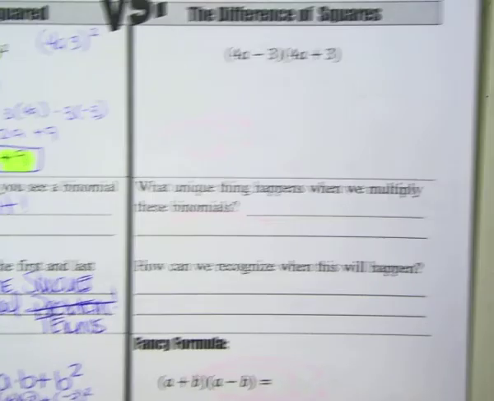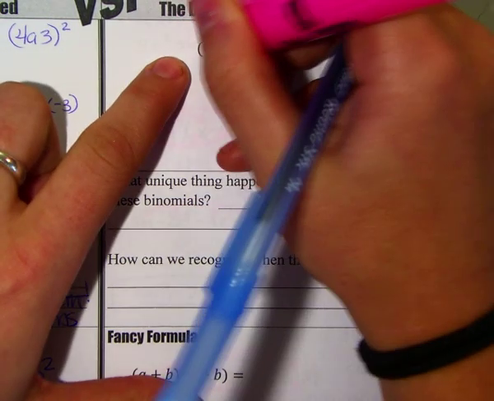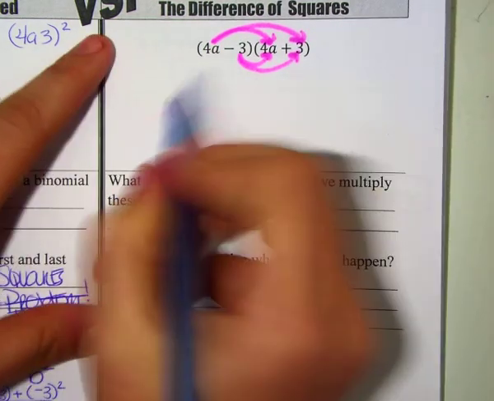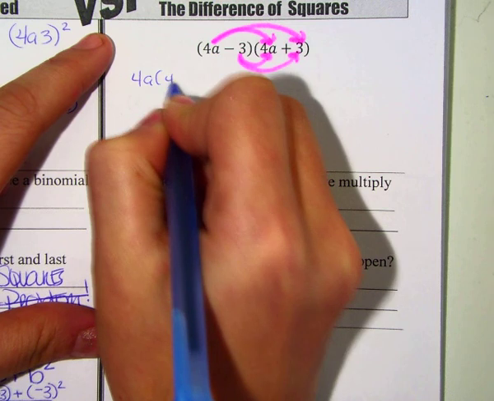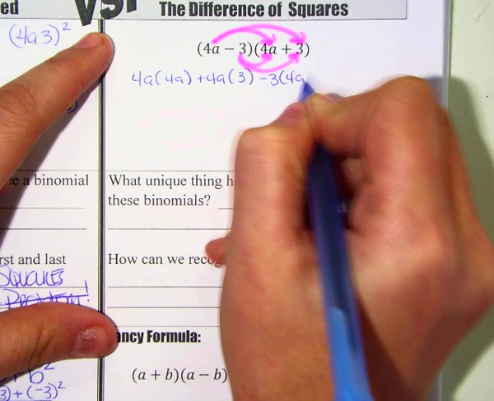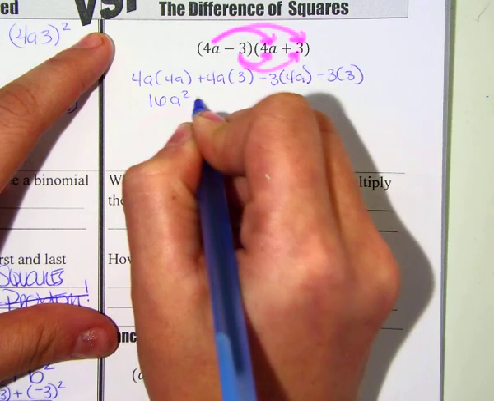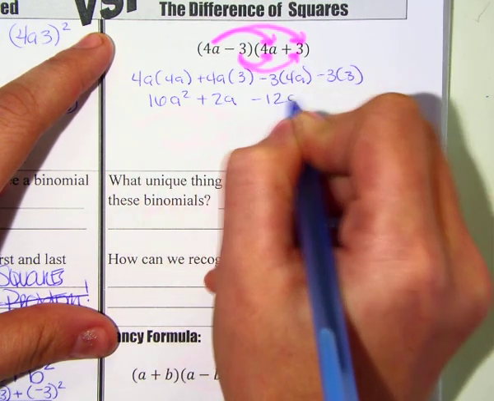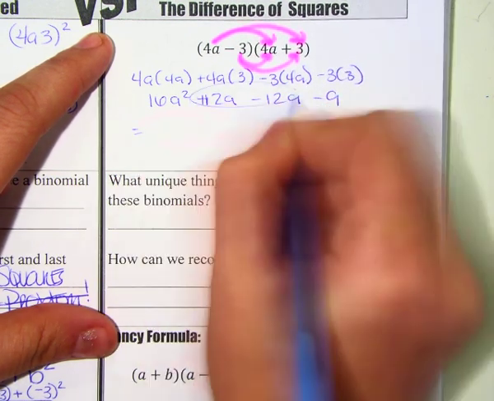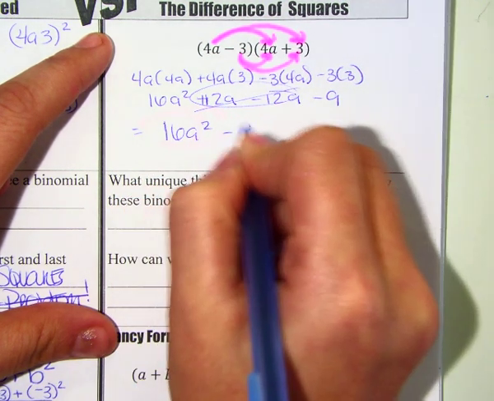For difference of squares, this one's a little bit more relevant. You'll use this more often. Again, the first thing we're going to do is we're actually going to distribute, double distribute. So this is going to be 4a times 4a plus 4a times 3 minus 3 times 4a minus 3 times 3. Simplify, 16a squared plus 12a minus 12a minus 9, which simplifies to, 12 minus 12 is 0, 16a squared minus 9.